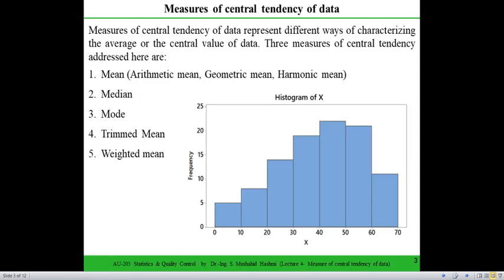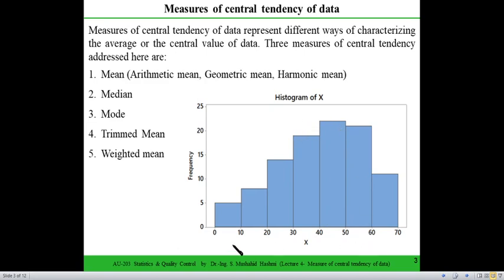So when you say an average, it is actually representing any of the measures of central tendency. So average could be a mean, average could be a median, average could be a mode, which represents where most of the data is actually lying.